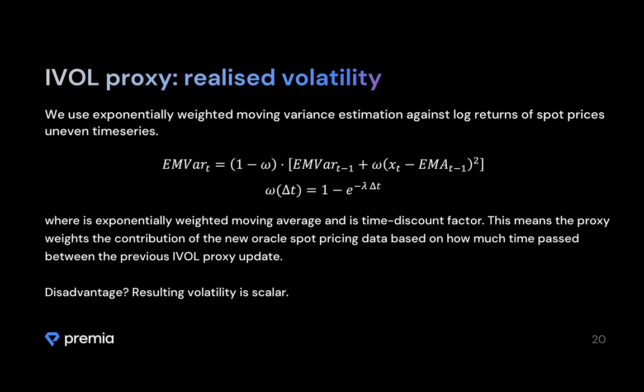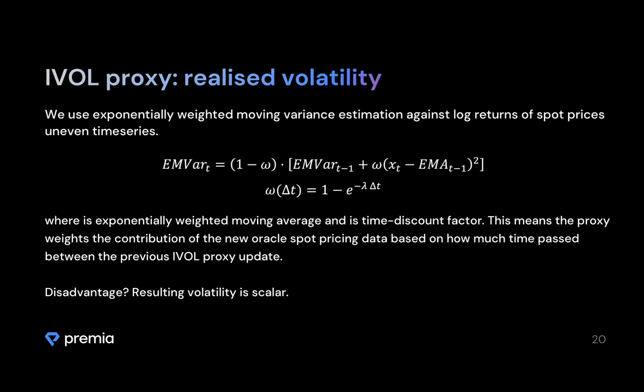Our current approach is calculating volatility or variance as some historical or realized volatility factor, which is also governed by a time discount factor. This means that the high volatility proxy weighs the contribution of new Oracle spot pricing data based on how much time passed between our previous volatility query and the current query. If no time passed, we just discard the new information. If a substantial amount of time has passed, we probably forget the previous volatility and just take the current one.